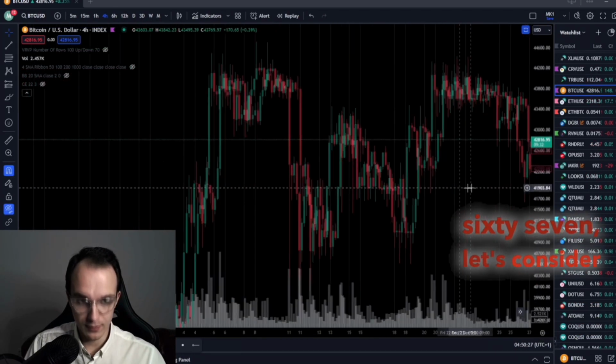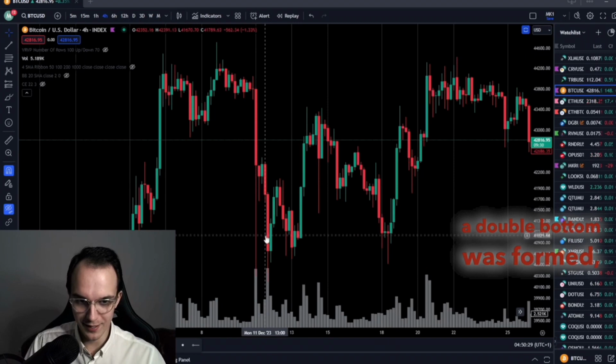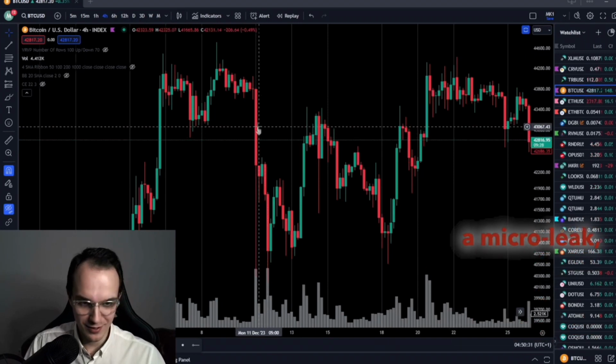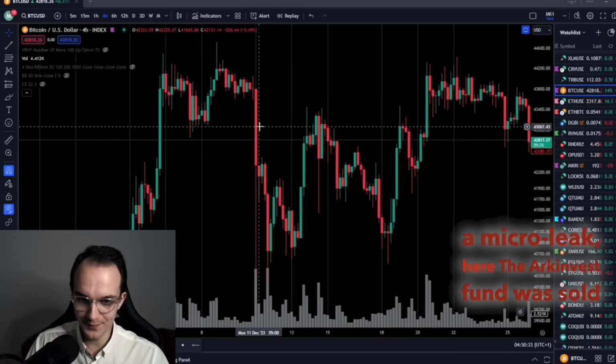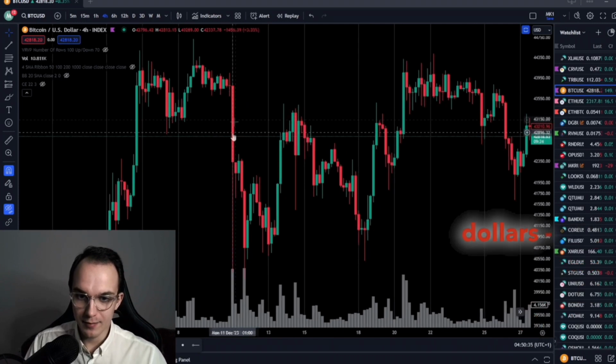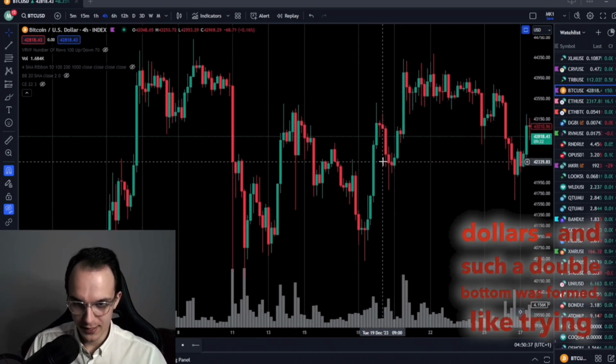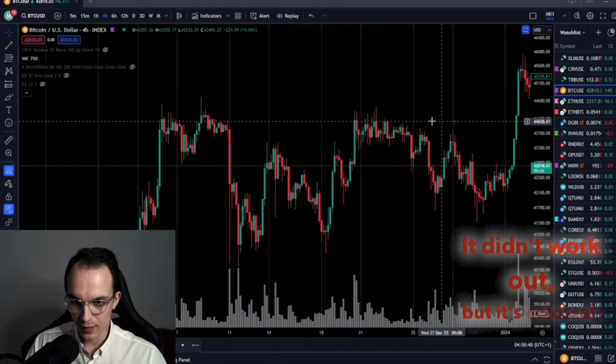This is 43,467. Let's consider this. Here, a double bottom was formed. Yes, due to a leak, a micro leak. Here, the ARK Invest fund was sold for $100 million. And such a double bottom was formed, like trying to break out of it. It didn't work out, but it's colossal.